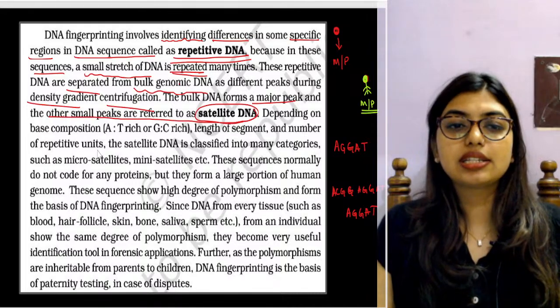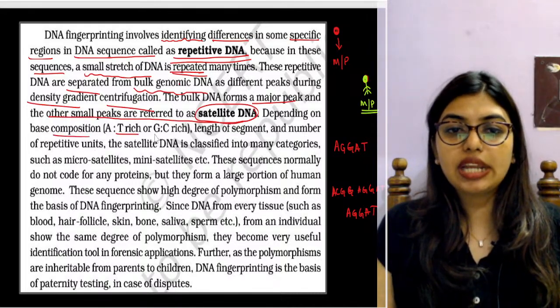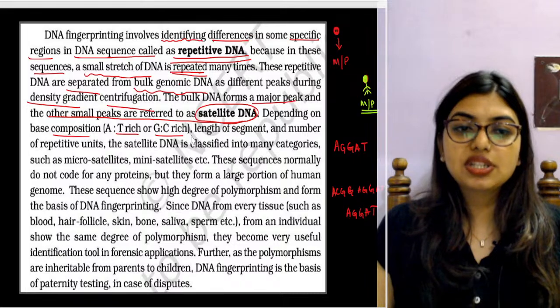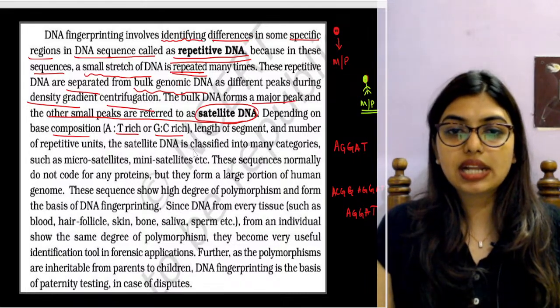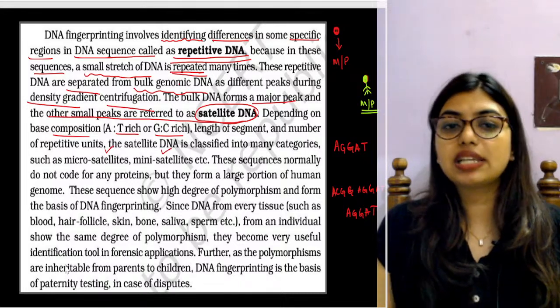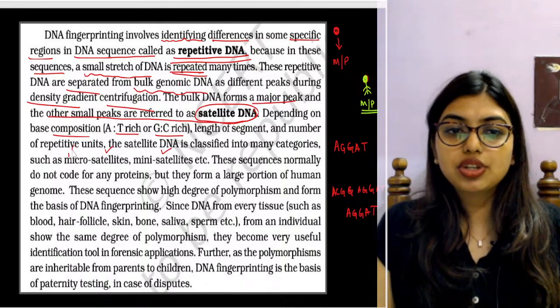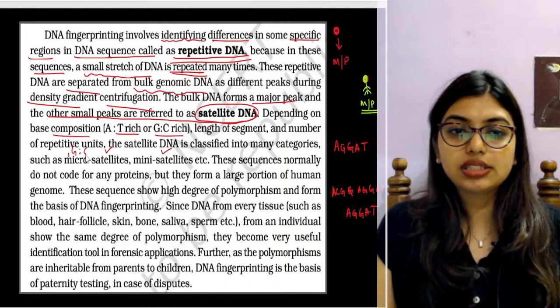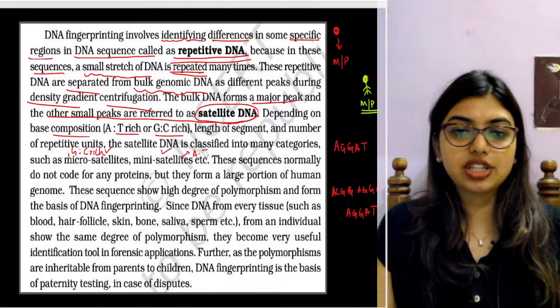Okay, satellite DNAs. Depending on the base composition, AT rich and GC rich, length of the segment, and number of the repetitive units, the satellite DNA is classified into many categories like microsatellite and minisatellite. Microsatellite is usually the area where there is a GC rich area, and minisatellite is an area where there is an AT rich area.